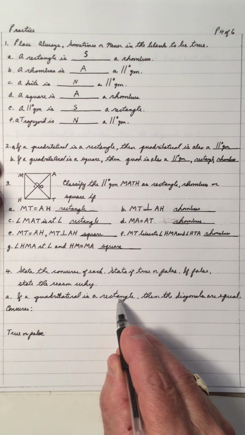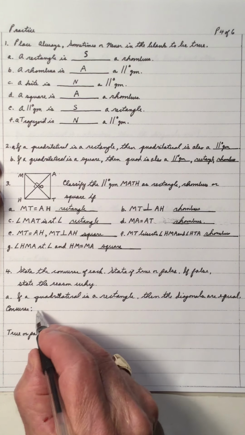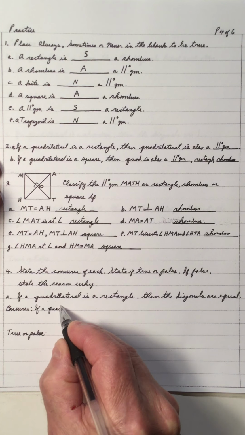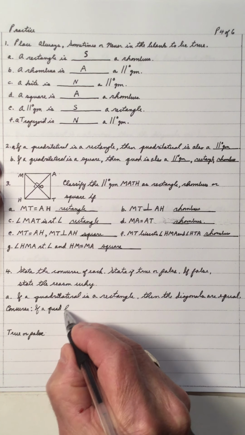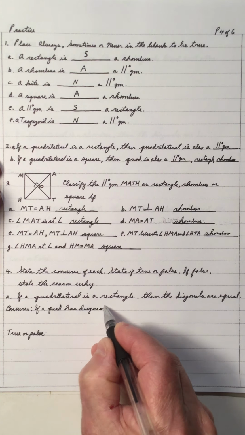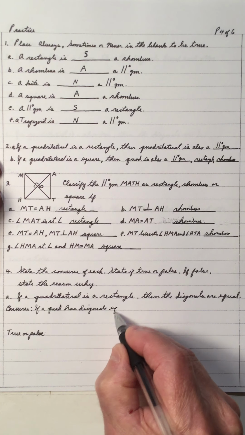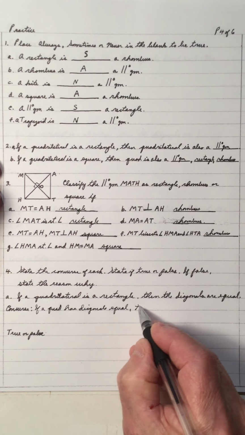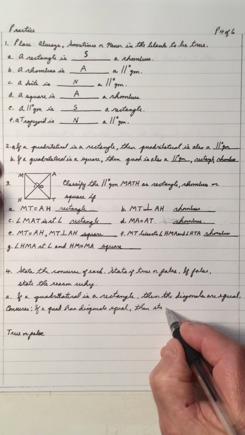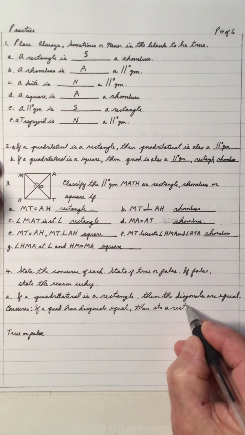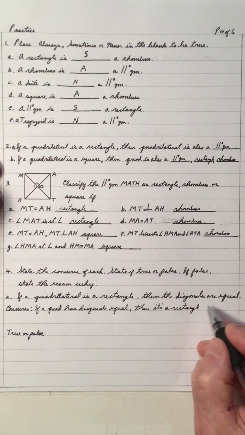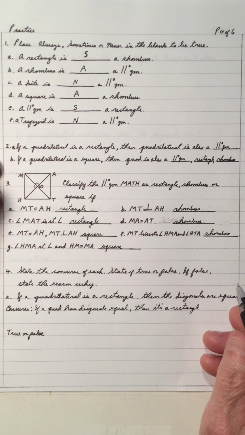If a quadrilateral is a rectangle, then the diagonals are equal. The converse: if a quadrilateral has the diagonals equal, then it's a rectangle. And the answer is false.